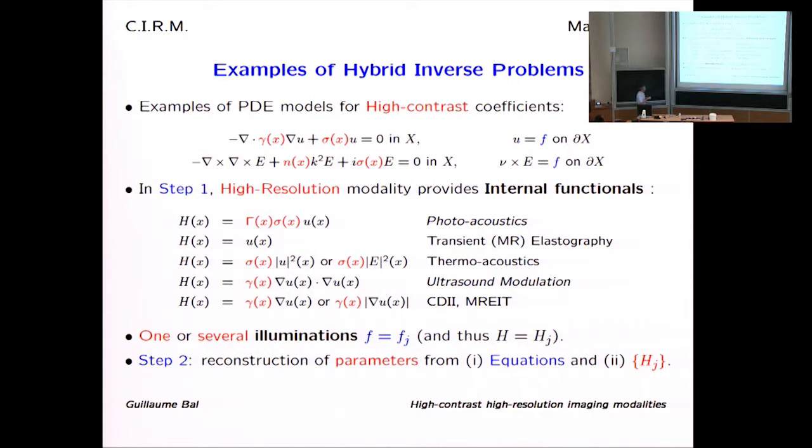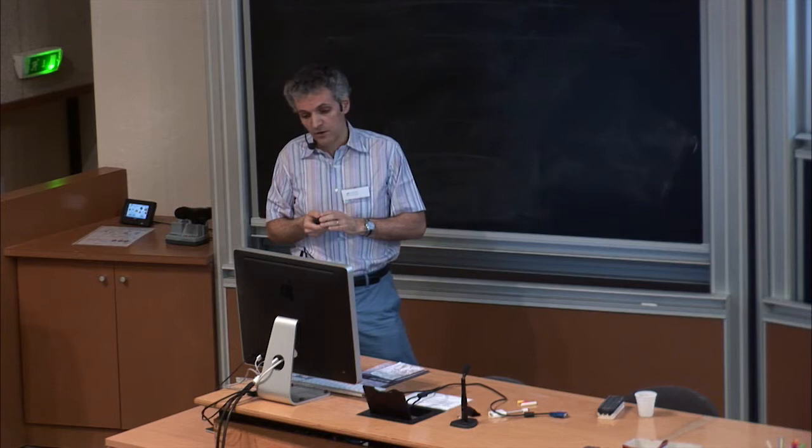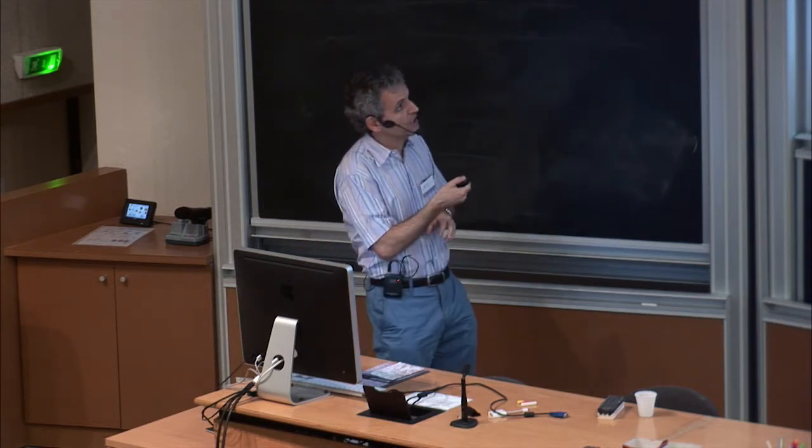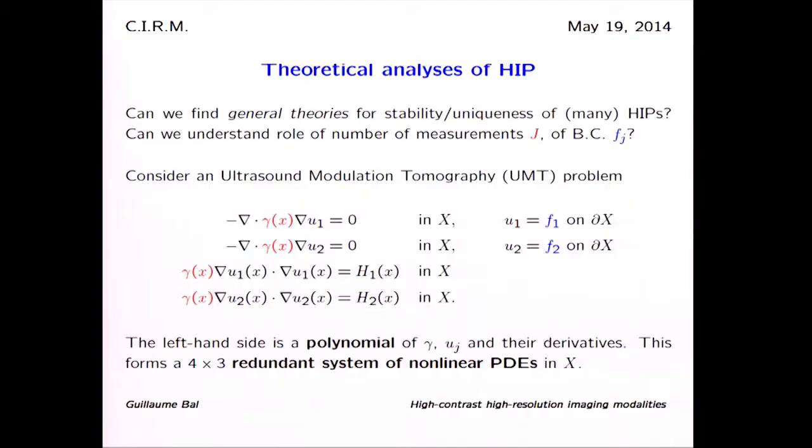So how do we choose the illuminations? How many illuminations do we choose? How is stability related to this choice? That's what I want to talk about now. So I'll give you another example to present the theory, which is that of ultrasound modulation, where there's only one parameter of interest, gamma. There's no sigma anymore, no big gamma. There's only one parameter that we don't know, gamma.